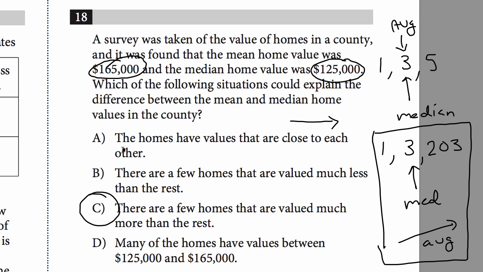All the other choices don't really make sense. The homes have values that are close to each other, not necessarily. There are homes that are valued much less than the rest. Nope. If that was the case, the average would be lower than the median. Many of the homes have values between these values, not necessarily. So C is your best answer.